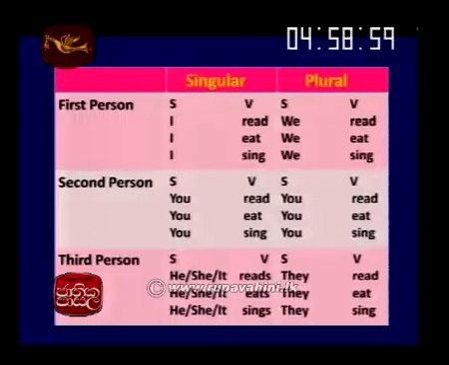And in the third person, that is he, she, it, with that we have to use s. We have to add s to the verb. He eats, he reads, she sings.